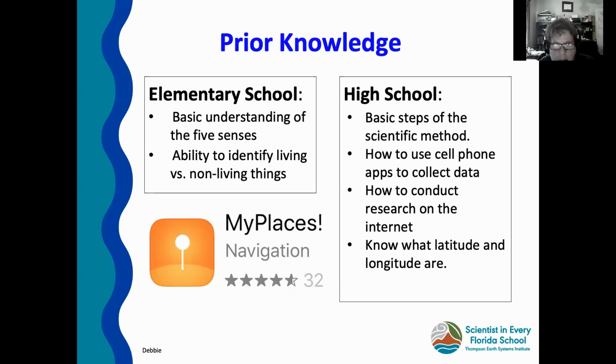Hi, we did the prior knowledge. In elementary school, basically they need to understand their 5 senses and how they work, and the ability to identify the difference between living and non-living things. High school, they went further into the scientific method, how to use their cell phone apps to collect data, not just to text each other, how to connect research on the internet, and know what latitude and longitude is. Next slide, please.